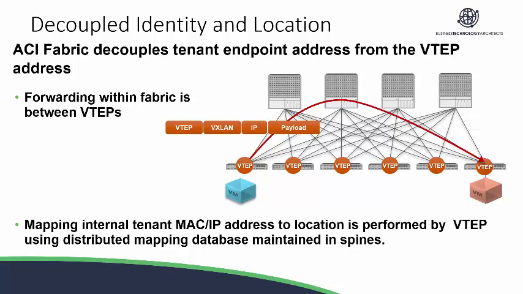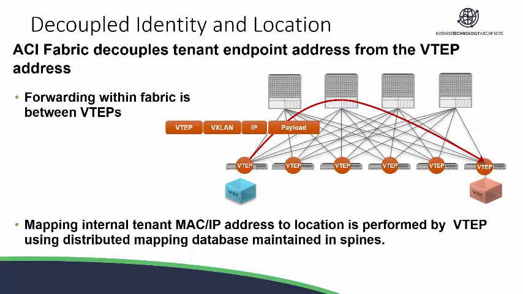So the ACI fabric decouples the tenant endpoint address, its identifier, which of course is its VNID, from the location of the endpoint that is defined by its VXLAN tunnel endpoint, its VTEP address. So forwarding within the fabric is between VTEPs, VTEP to VTEP, virtual machine to virtual machine, but from a fabric perspective, it's VTEP to VTEP. The mapping of the internal tenant MAC or IP address to a location is performed by VTEP using a distributed mapping database maintained in the spine.